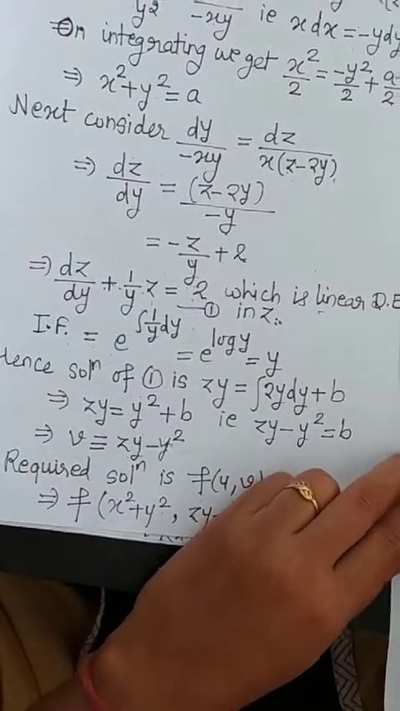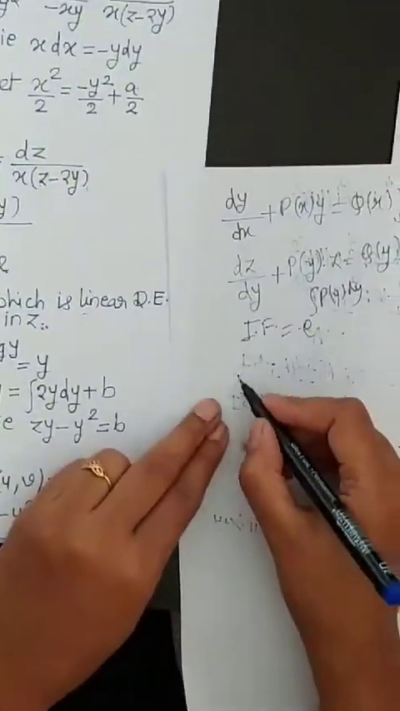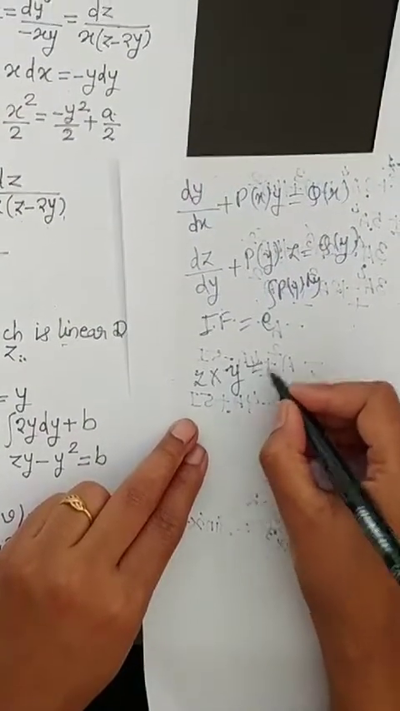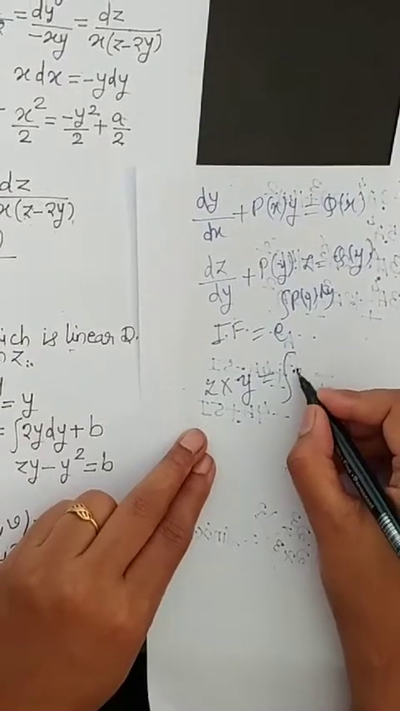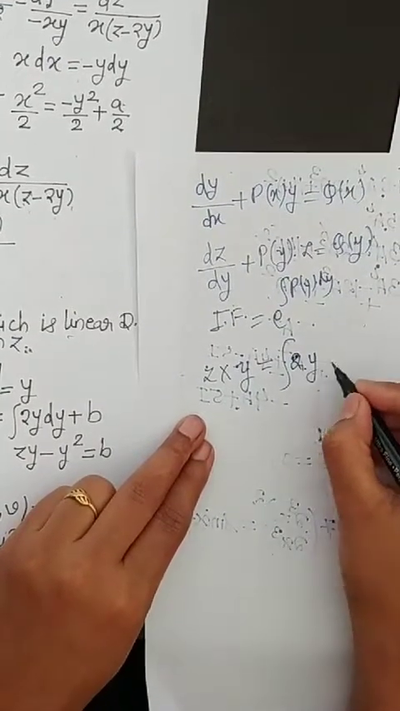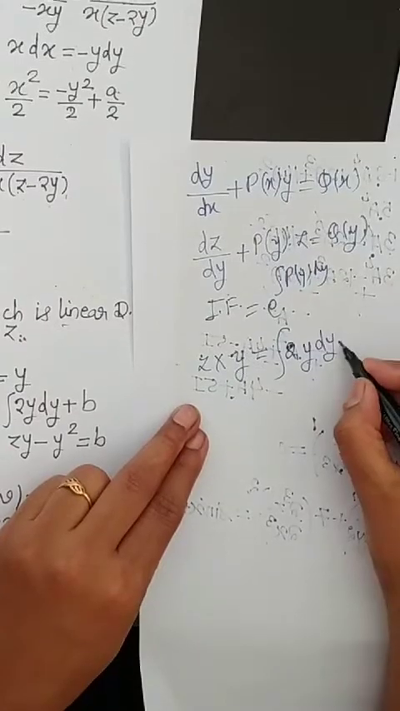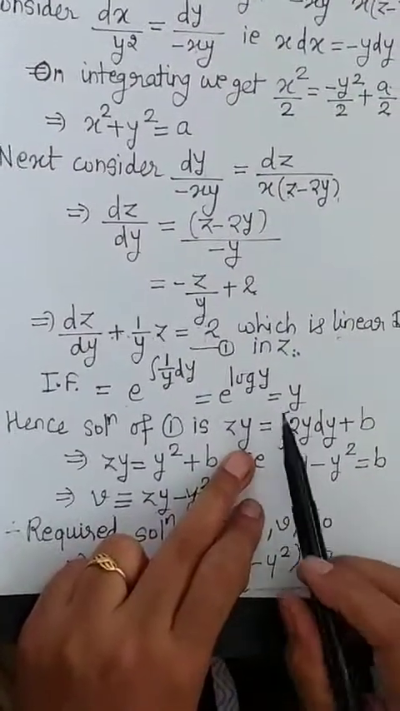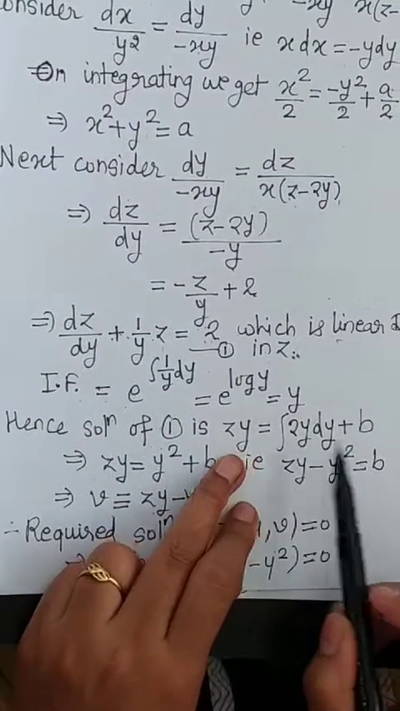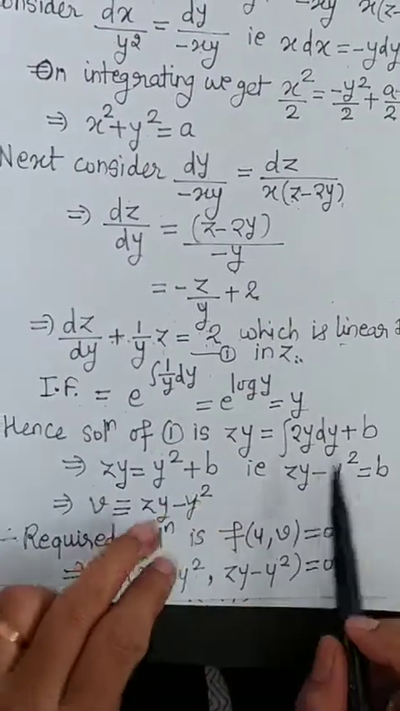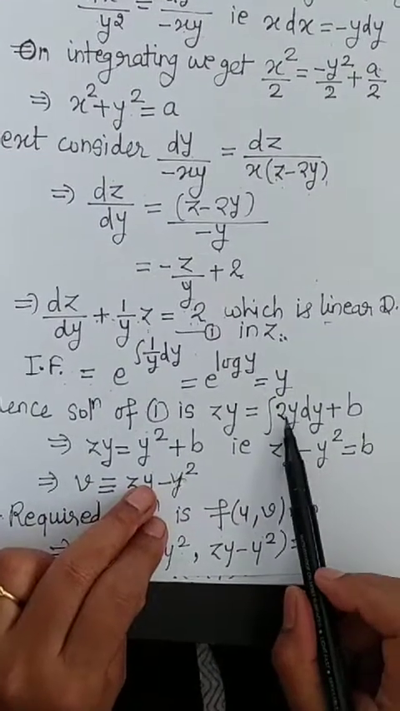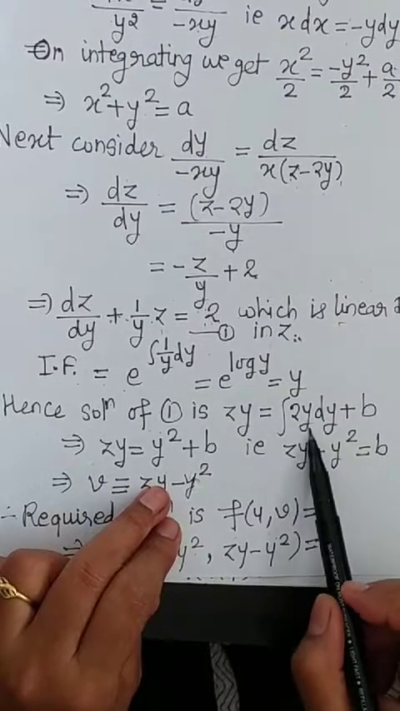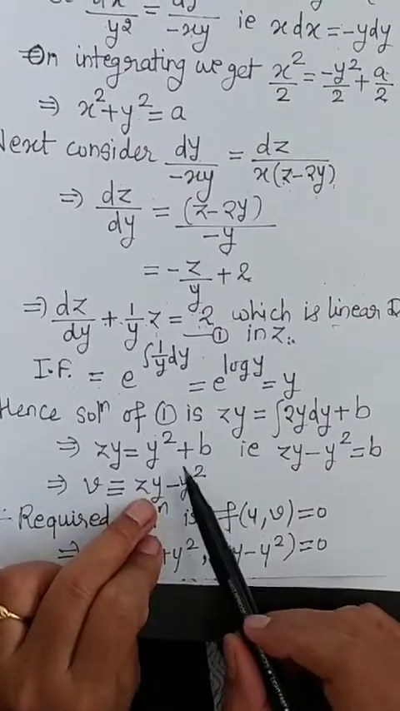Now how to obtain the solution? The solution is given by the dependent variable. What is the dependent variable? z into the integrating factor, which is y, equal to the integration of the right hand side. What is the right hand side? 2 into the integrating factor, integration with respect to y, plus constant. So here it is z into y equal to the integration of the right hand side into the integrating factor plus the constant of integration. Simplify this integration: the 2 is a constant outside. Integration of y will be y square by 2. The 2 gets cancelled, we have y square simply plus b.